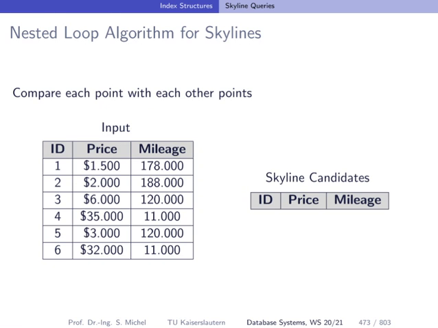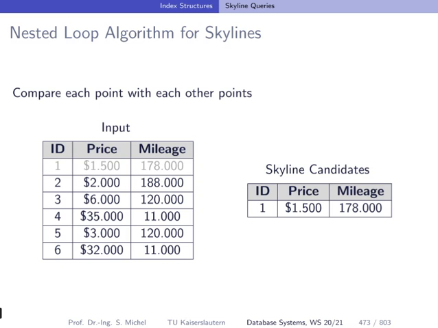So a point is in the skyline if there does not exist one point that is dominating this point. Let's see how this works if you have some sample input data. Here we have cars with a certain ID, a price, and a mileage. And then we just walk through the computation. You're comparing pairwise and eliminating those which are dominated. The ones you cannot eliminate stay in the table. And then you're producing the result in a nested loop fashion.